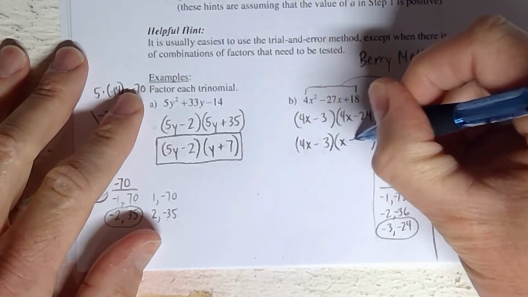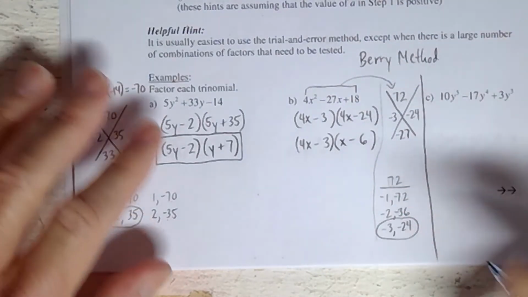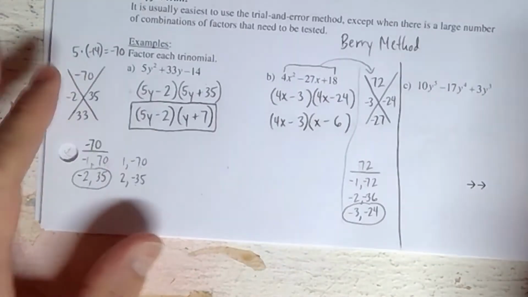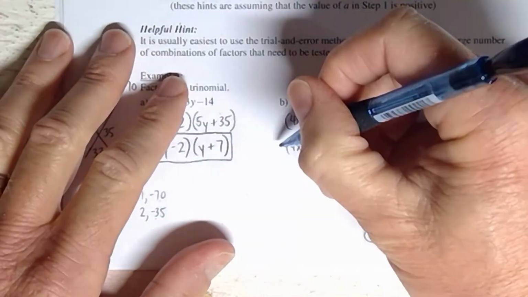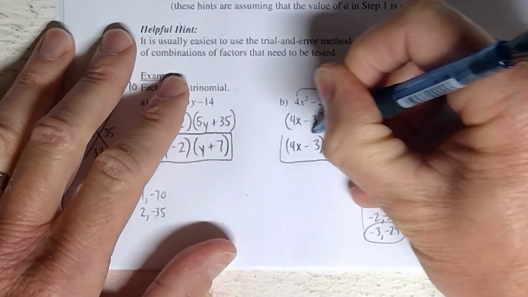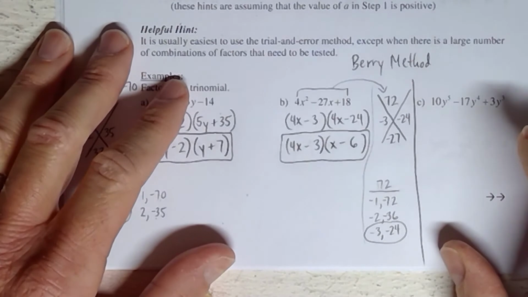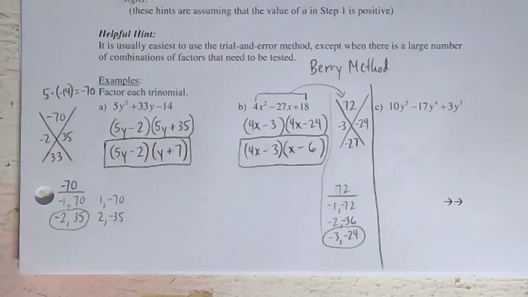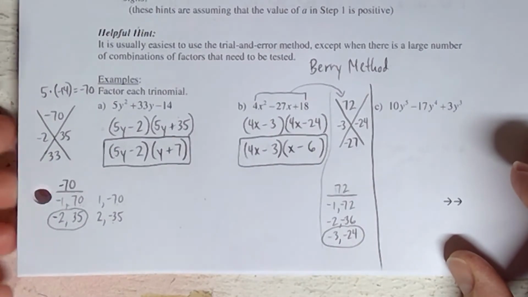X minus 6. Again, throw out the GCF that you pull out of the brackets in the last step of the Berry method. Make sure to do that. Don't just stick them in the front. And there you go. And that's the Berry method. We got our two brackets. We are done. Okay?